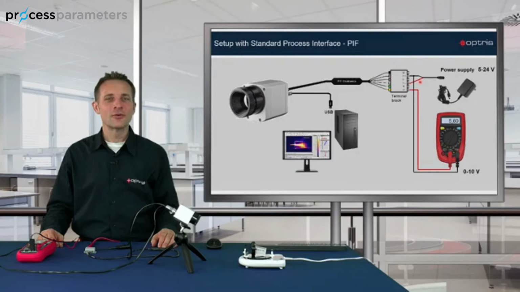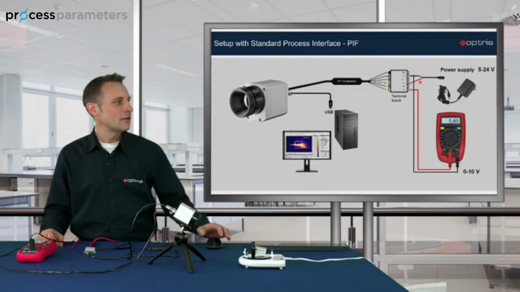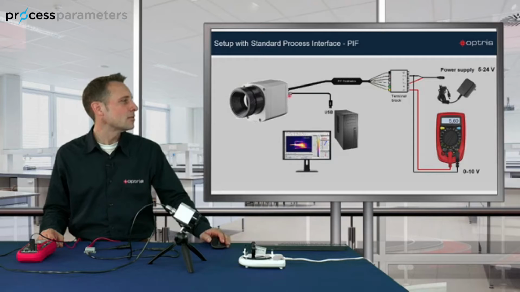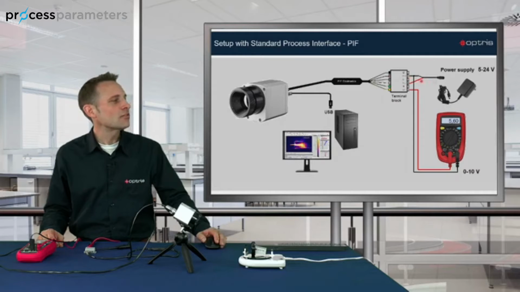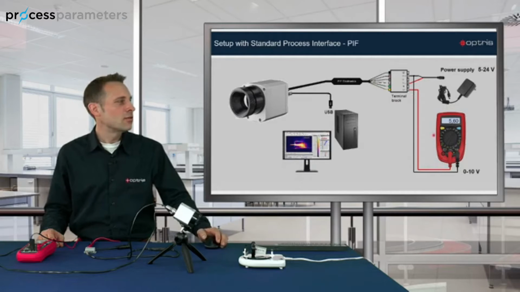Now let's have a look at our first test setup. You can see I'm using the PI camera, and I connect the PI camera with the USB cable to the PC, and with a second interface at the PI camera I connect the standard process interface cable with the terminal block. I connect the terminal block with an external power supply, and I connect the terminal block with a multimeter, and I want to see the voltage signal here.